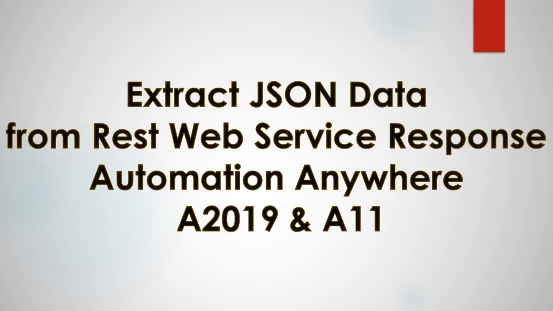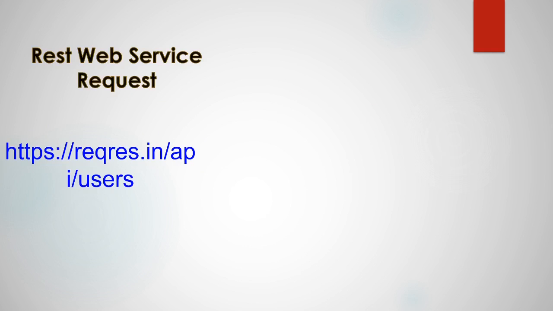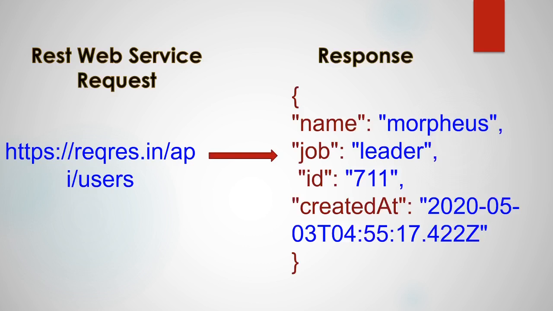Today we will learn to extract JSON data from REST Web Service Response in Automation Anywhere A2019 and A11. So let's get started. So far we learned that we have a REST Web Service request, and when this request hits the server, we get a response, and this response is a JSON response. And we have created a bot as well to get this response from this request.